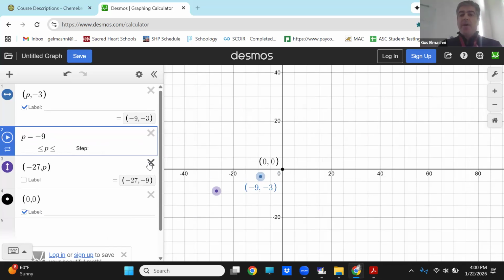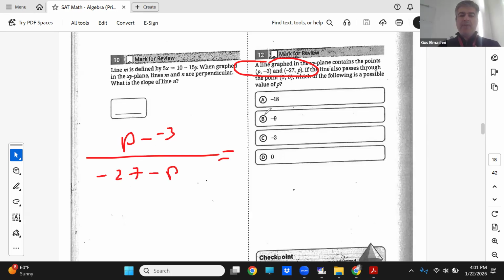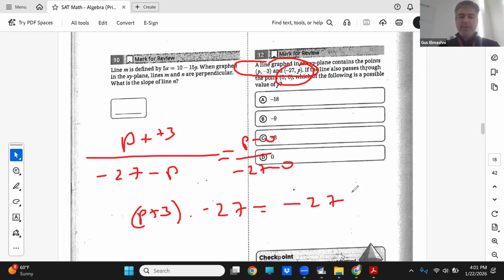Now, how would you do it otherwise if you didn't have this? What you would have to do is find the slope between these 2 points here, which is P minus -3 over -27 minus P. And you have to find the slope between 0, 0 and one of these other points. So maybe you could do P minus 0 over -27 minus 0. And then you got to cross multiply it. So P plus 3 times -27 equals -27P minus P squared. That is insane.